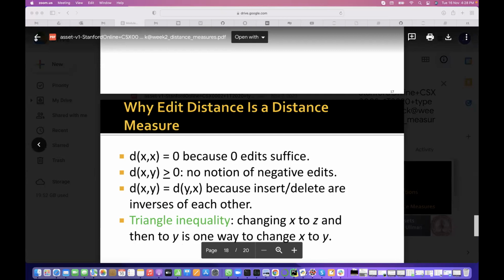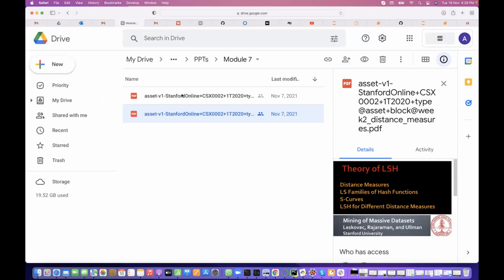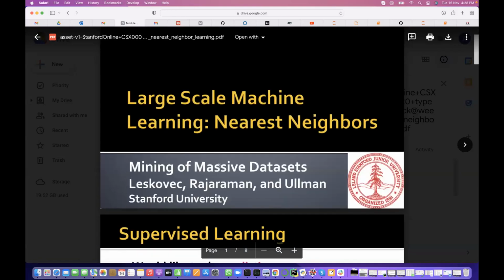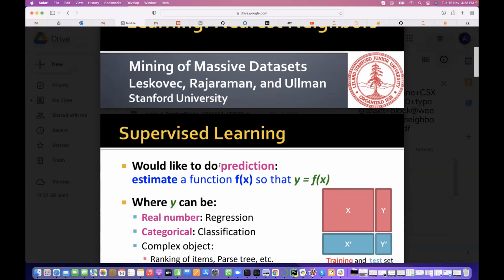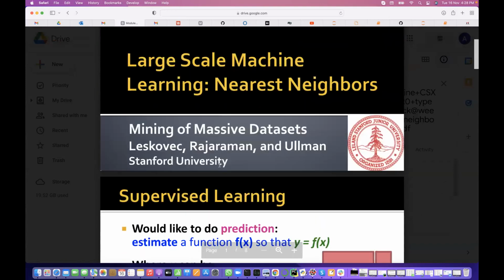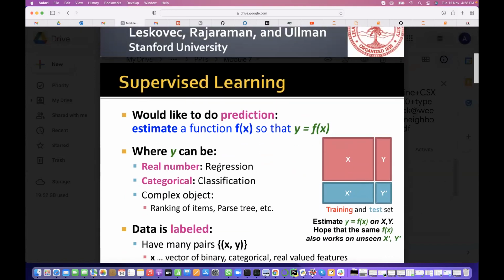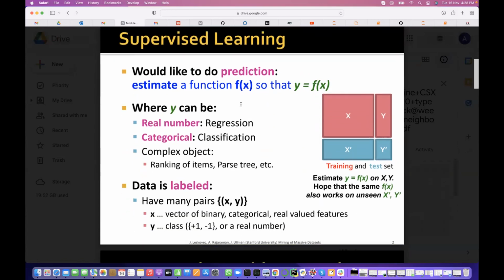So once you get this, we don't discuss much about this because we know what nearest neighbors are, but in massive data sets, what are the problems we will get? He hasn't discussed much, but I'll give you that idea and I'll start. So what is nearest neighbors? In supervised learning, we would like to do prediction, estimate a function f(x) so that y equals f(x). So you need to get nearest neighbors and get what is the dominant class in the nearest neighbors, that class you will give.